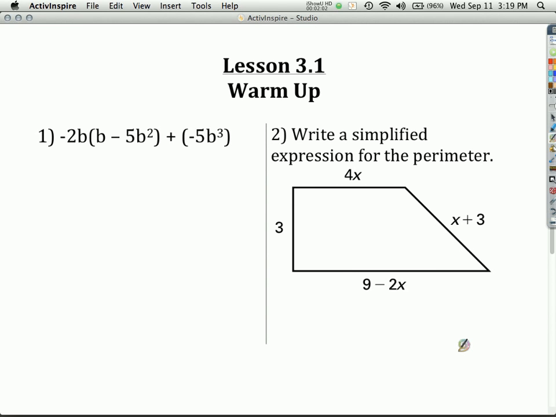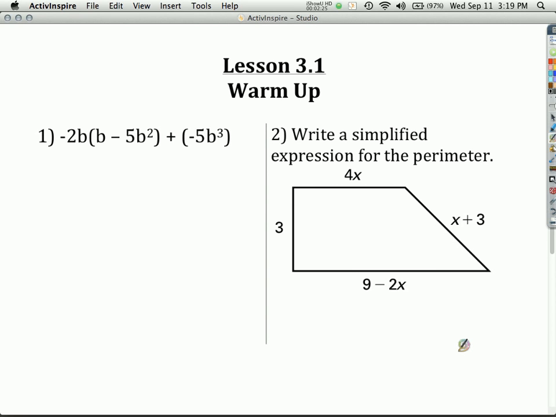Negative 2b squared plus 5b cubed. Okay, what'd you get, John? I got negative 2b squared plus 5b cubed. And that's what you said, right? So you two agree. Kayla? So we have some disagreement.